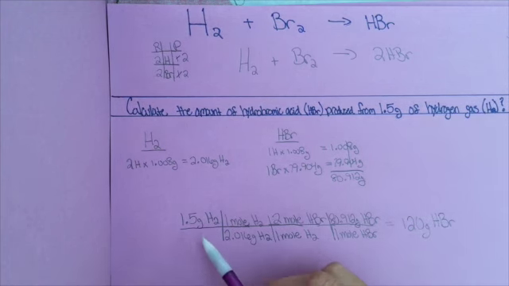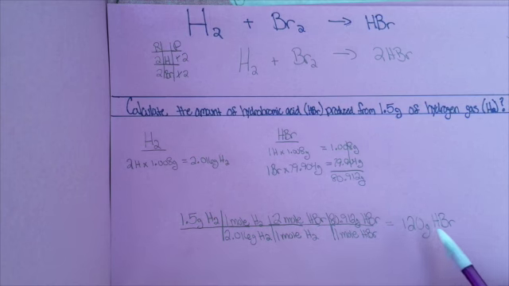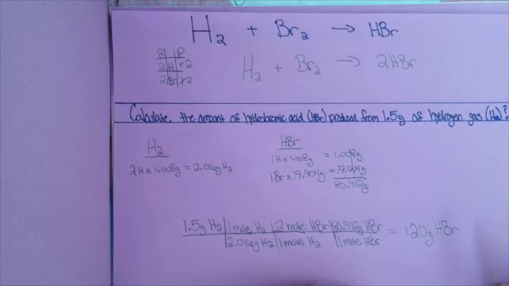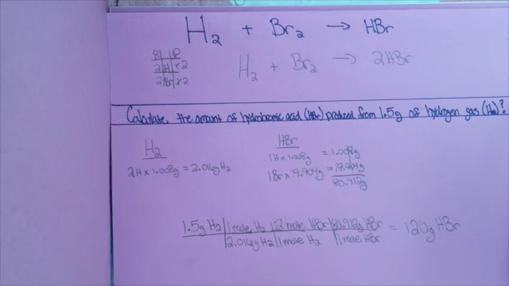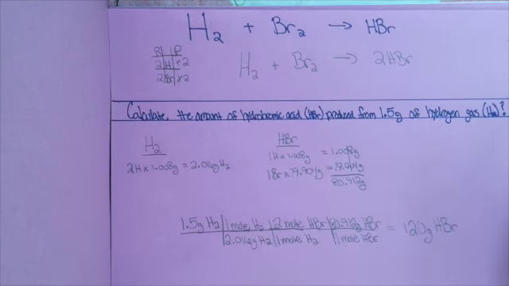Now, you have to make sure you keep your sig figs in line, as we have here, 2 sig figs from the hydrogen gas. And yes, our answer is 120 grams of hydrobromic acid. This is a simple stoichiometric equation. Now we'll show you more complex equations.